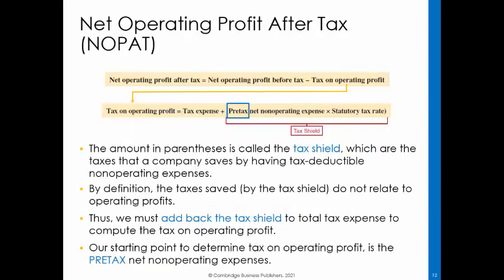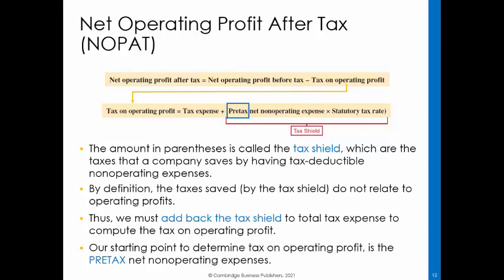The tax expense that companies report on their income statements pertains to both operating and non-operating activities. To compute net operating profit after tax, or NOPAT for short, we must compute the tax expenses relating solely to operating profit. The amount in parentheses is called the tax shield, which are the taxes that a company saves by having tax-deductible non-operating expenses. By definition, the taxes saved by the tax shield do not relate to operating profit. Thus, we must add back the tax shield to total tax expense to compute the tax on operating profit.